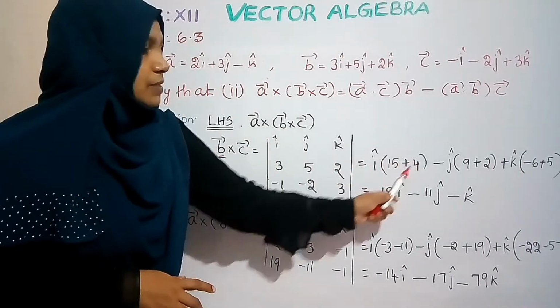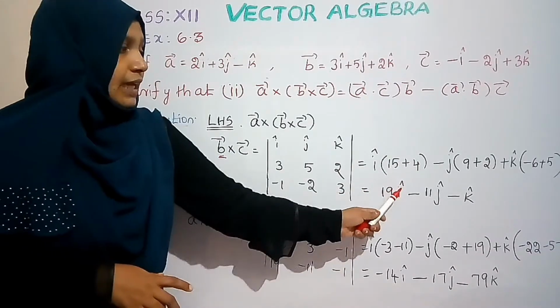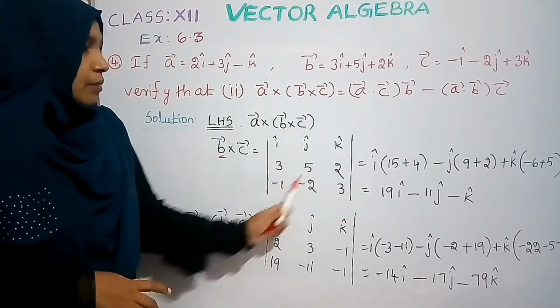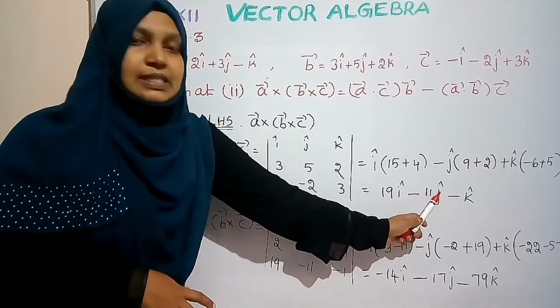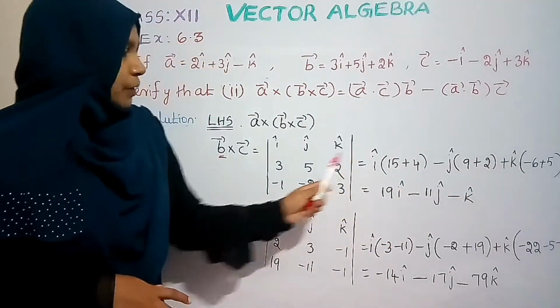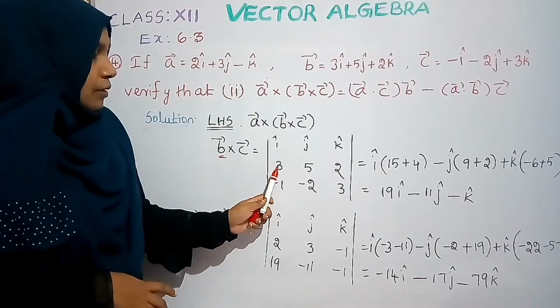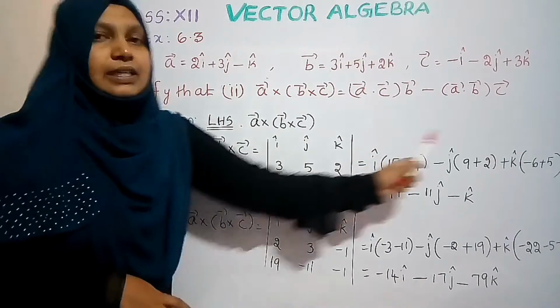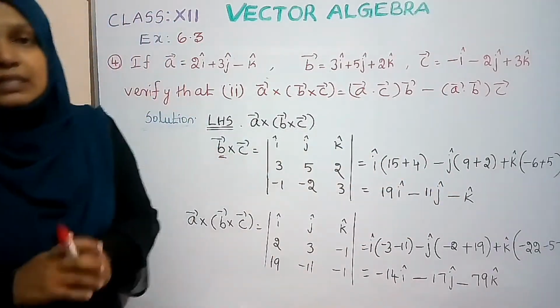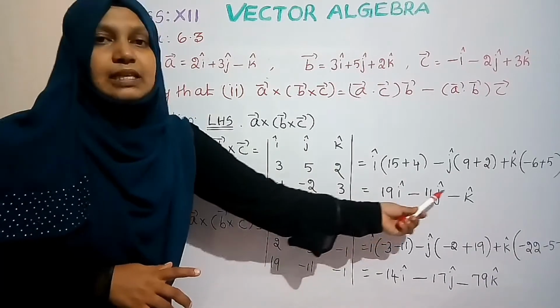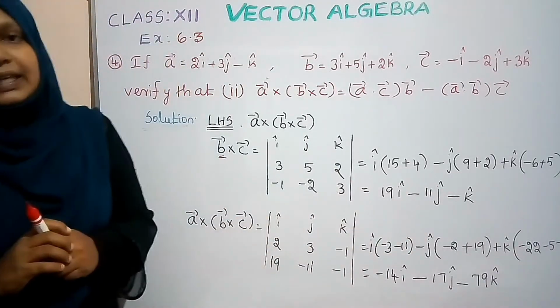That is 15 plus 4, which is 19 i cap, minus j cap into, 3 into 3, 9 plus 2, it is minus 11 j cap, plus k cap into, after eliminating this particular row and column, what are you getting? Minus 6 minus of minus 5. That only I wrote, minus 6 plus 5. So the value is 19 i cap minus 11 j cap minus k cap.